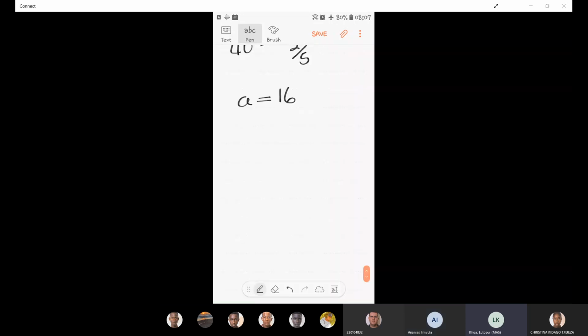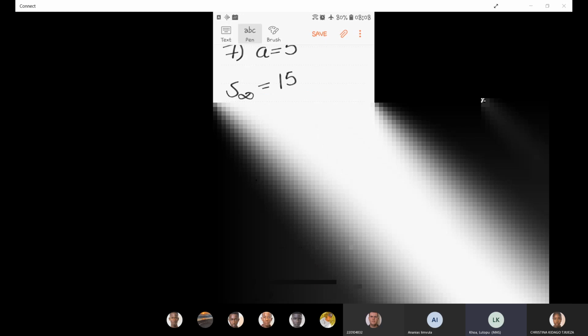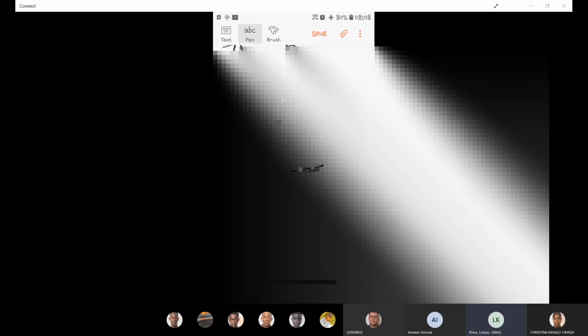So the questions are not always going to be just work out the sum to infinity. I could give you 2 of the other variables in the equation, and then you have to work out the other one. Then number 7, we have to find the common ratio where the first term A is equal to 5 and the sum to infinity is equal to 15. Okay, so what we're looking for is R. So here again, you know our formula, S to infinity is equal to A over 1 minus R.